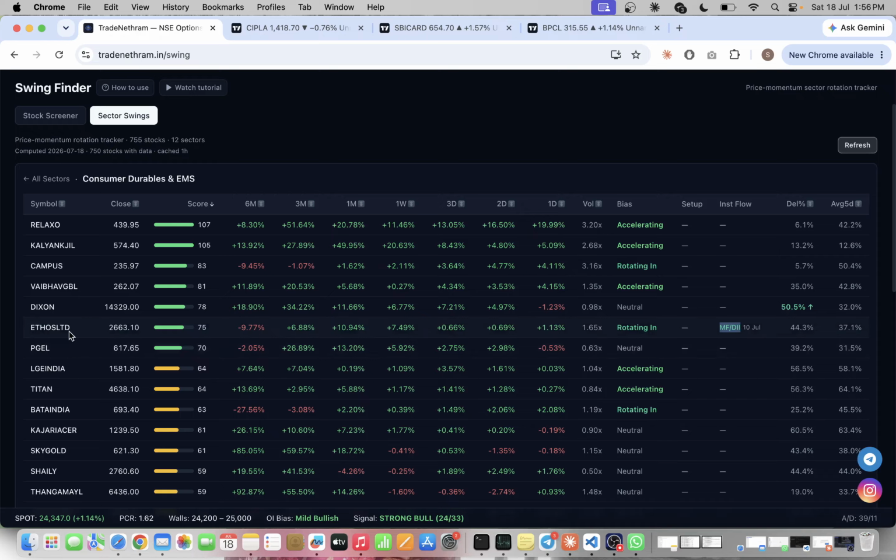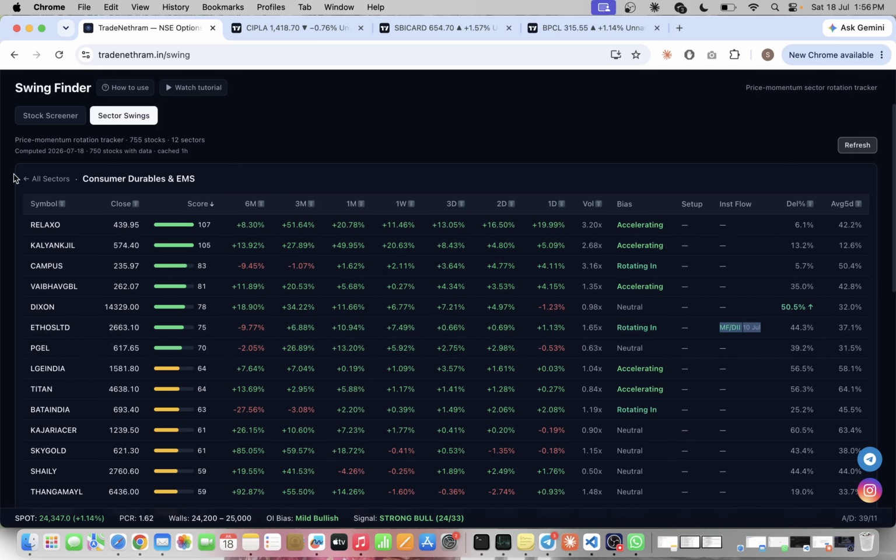This is very, very important, guys. Even though Relaxo is scoring higher, if you are focusing on swing trading or investing, this data is very, very useful for us. If the mutual funds or DIIs or FIIs are coming into a specific stock, it should be on your radar, and based on your risk to reward ratio, you can go and make an entry.